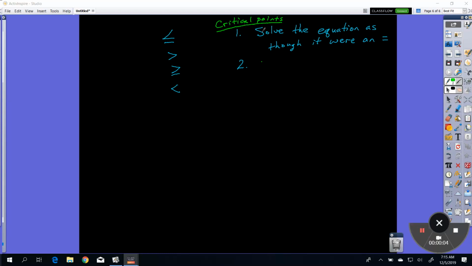So the first set of critical points is when we got it equal. The next set of critical points are... that's not what I want to say. So find whatever makes the problem undefined.